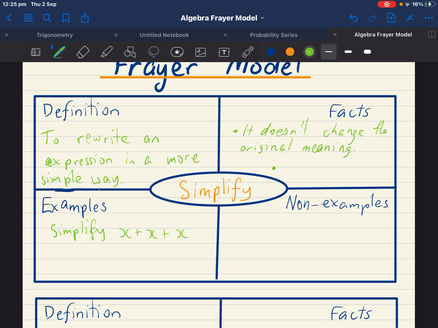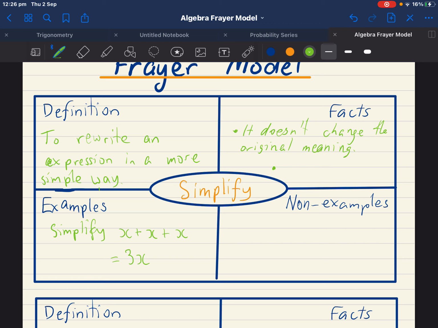That means we just need to rewrite this. So to simplify x plus x plus x, I guess the easiest way you could simplify it would be to rewrite this as 3x, or in other words, 3 lots of x. So instead of x plus x plus x, we just have 3x. It's the exact same thing. It's just been written in a neater, more simple way. So that would be an example of simplify.